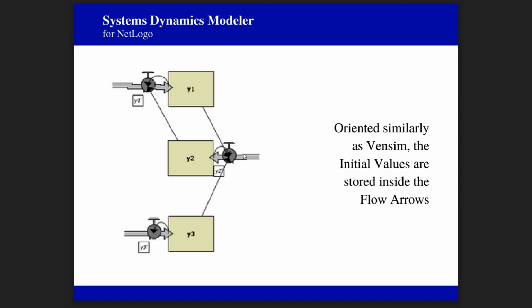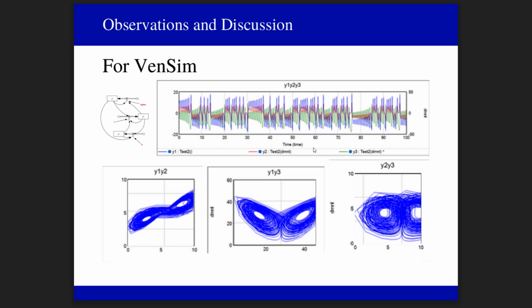Which I demonstrated a few weeks ago. The values over here are oriented similarly in Vensim. The initial values are still stored inside the flow arrows. So this is the result after running the simulation through Vensim.